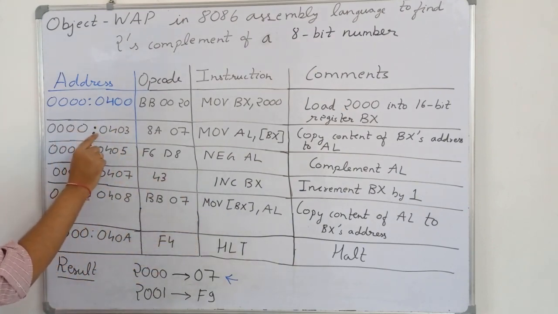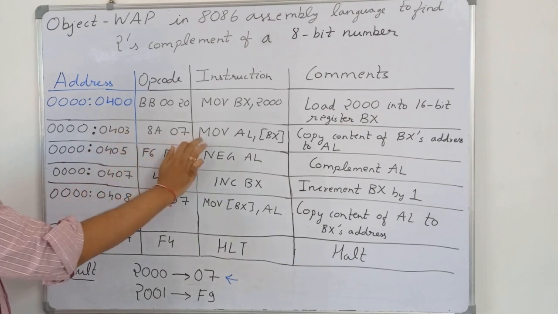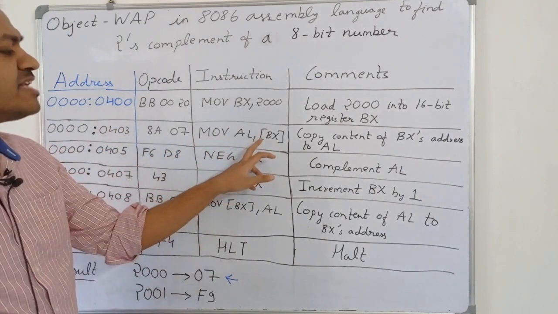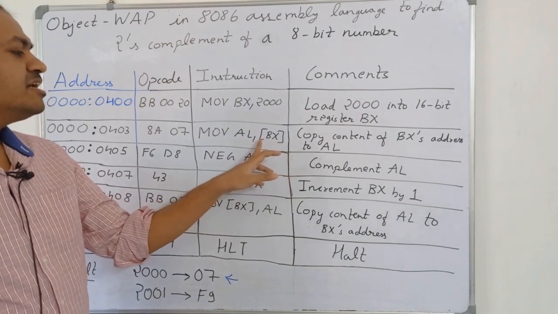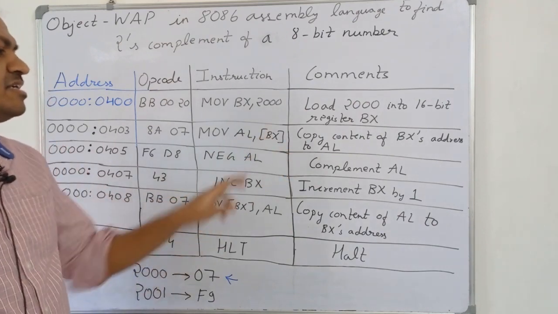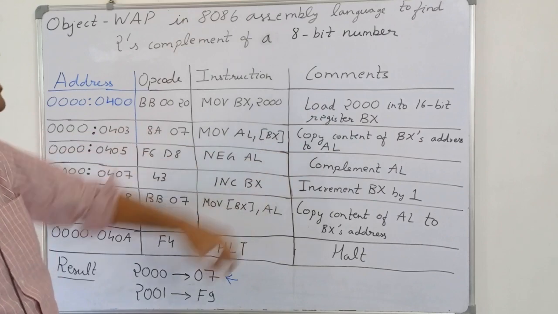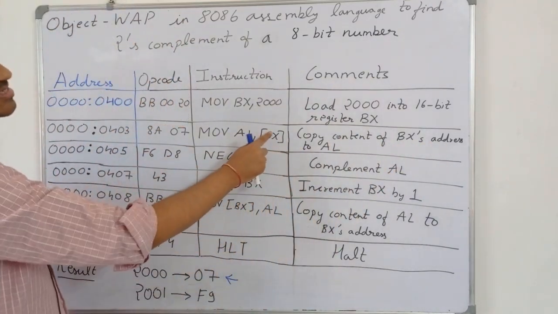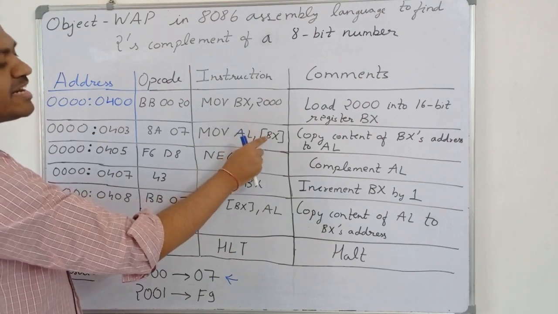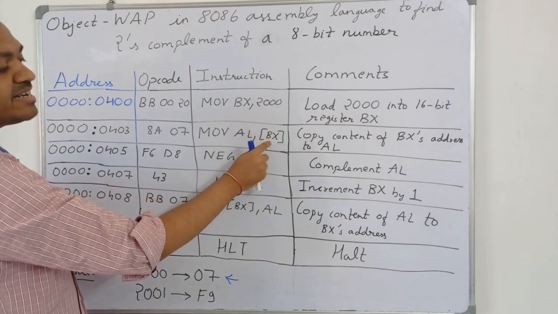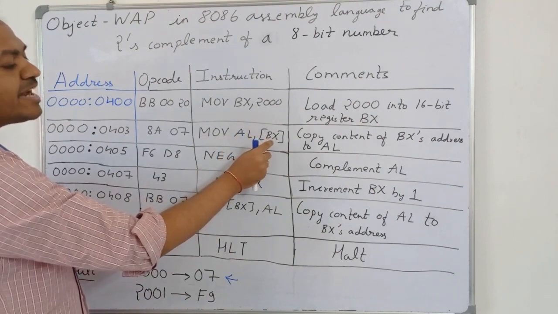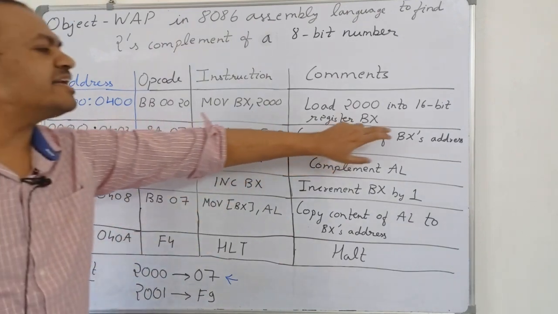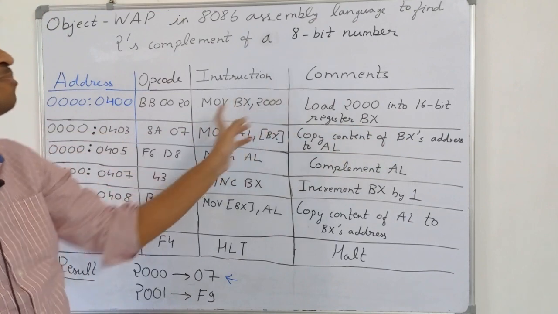The next instruction is at location 0403. It is MOV AL, [BX]. As you can see, BX is within square brackets. It means the contents of BX will be treated as an address, and we will copy the content of that address. Now BX has 2000, so the content of address 2000 will be copied to AL.